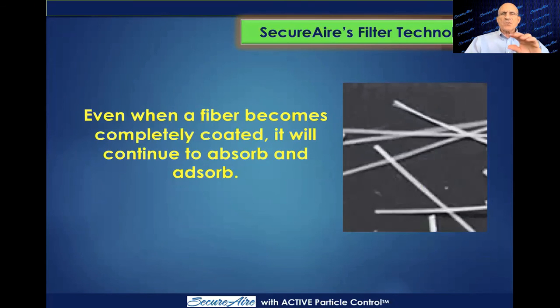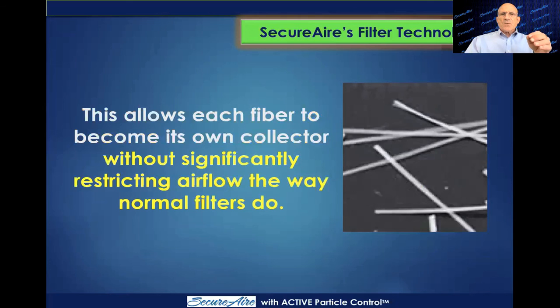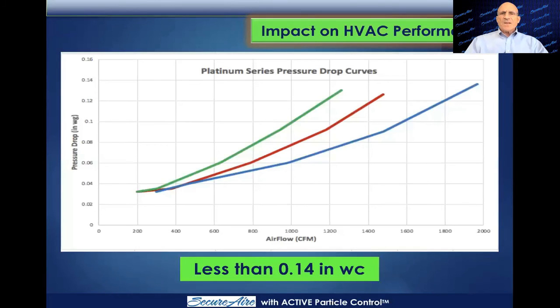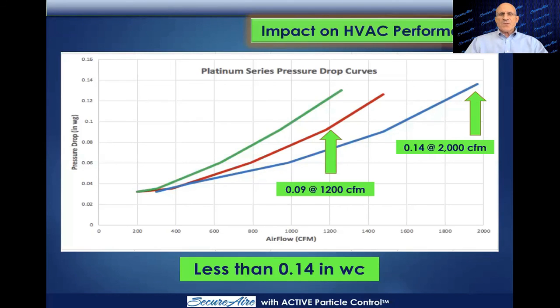Because as it coats, we're not clogging holes. We're just coating the individual fiber. Its diameter increases very subtly, collecting millions and millions of particles, pathogens, and VOCs, and it won't clog up the way normal filters do. These are our static pressure curves. In fact, these are the maximums, 0.14 inches at maximum airflow. If you put a 3-ton system on 1400 CFM rated, you could actually be down 1/10 of an inch.